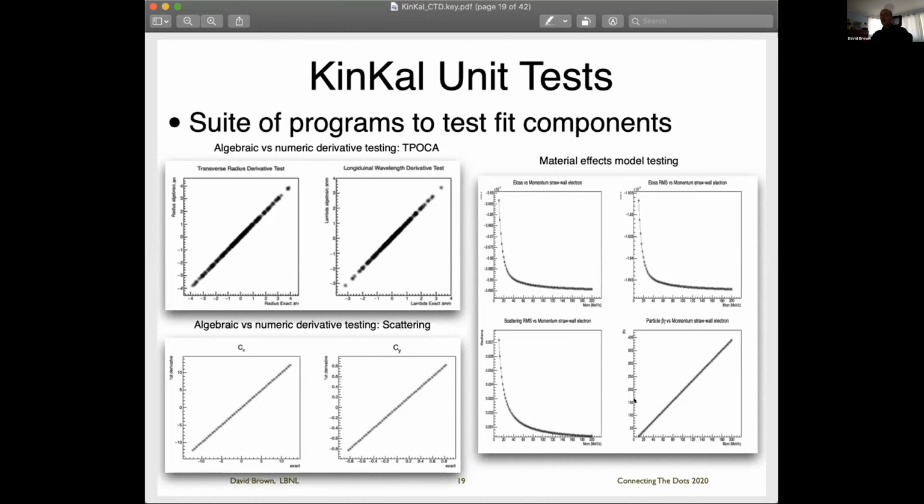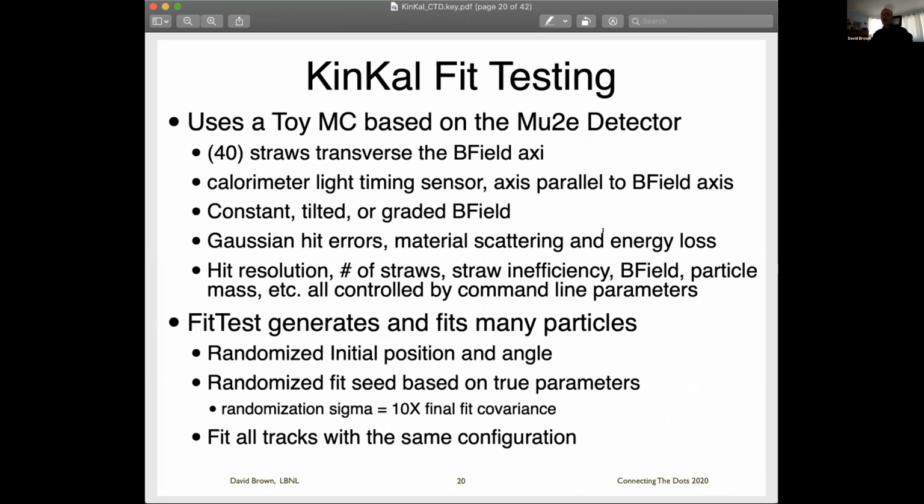Okay. And material effects. I don't have that many more slides, honestly, because there's a lot of backups. The Kinkal package also has a toy Monte Carlo based on the Mu2e detector that allows us to test on ensembles of tracks to see what the fit properties are.